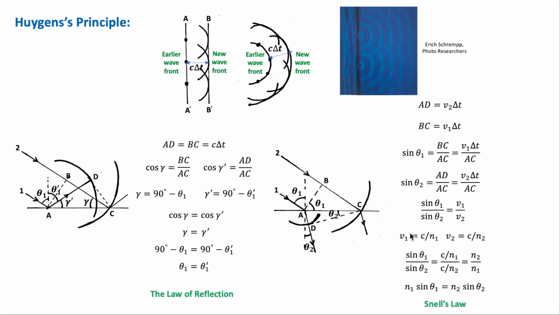And then we know that V1 is equal to C over N1, the index of refraction of the first medium, and V2 is equal to C over N2. And we substitute for V1 and V2, and we get this expression, which is Snell's law of refraction.